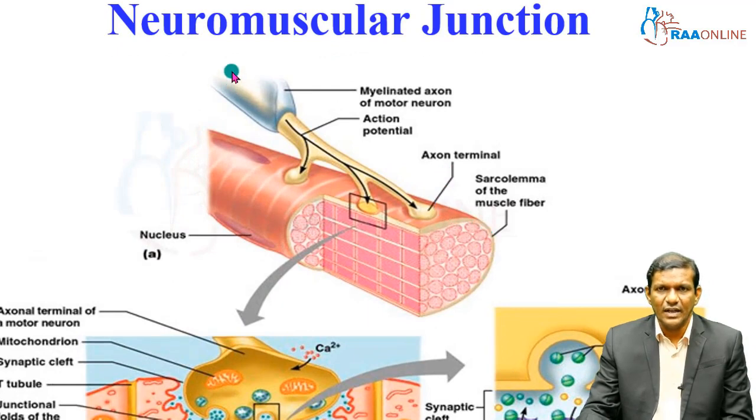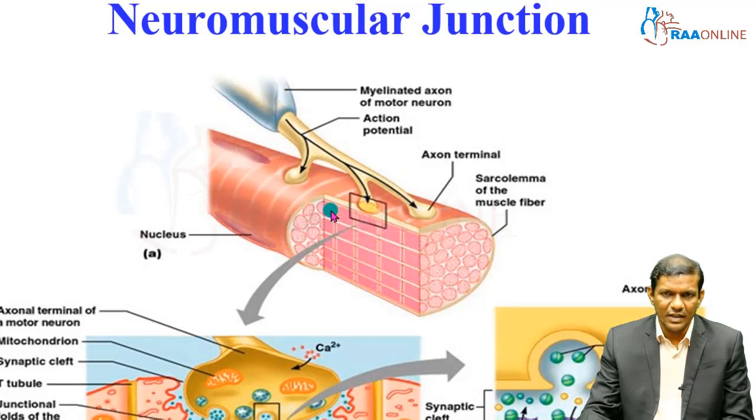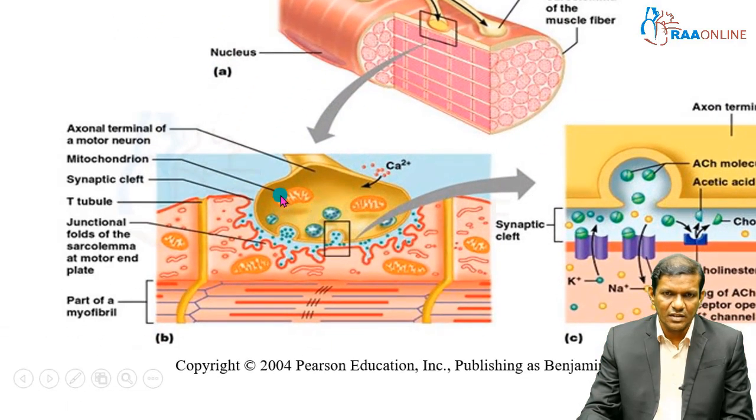Once the axon terminates on the muscle fiber, this is the site magnified here. You can see the axon terminal, the synaptic cleft, and the muscle membrane, the sarcolemma, with cell organelles inside. In the synaptic cleft, the neurotransmitter acetylcholine is released whenever an impulse arises from the nerve terminal and axon.